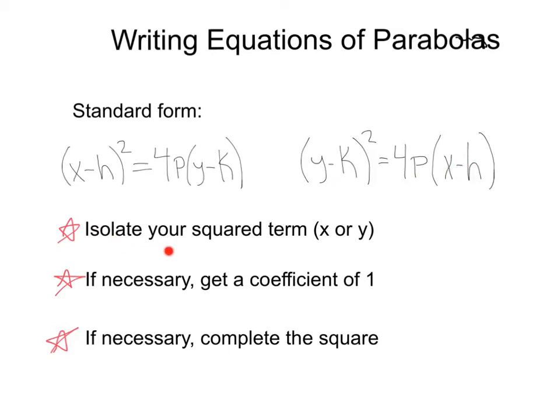Here are some things you could do to help you on your journey. Isolate your squared term, that's going to be your x or your y. If necessary, get a coefficient of 1. And if necessary, complete the square. That's right, complete the square.